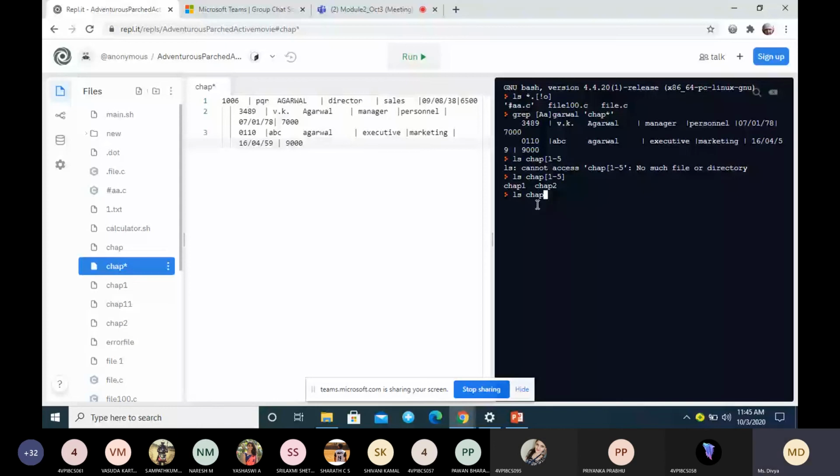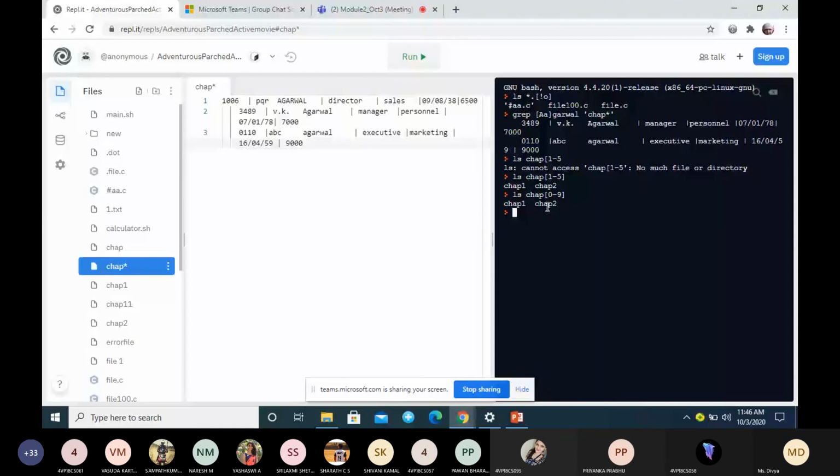If I write like this, it will match all the files with a name starting with CHAP, where the fifth character can be 0, 1, 2, and so on till 9. We already saw this example. I have two files, so this will list CHAP1 and CHAP2.